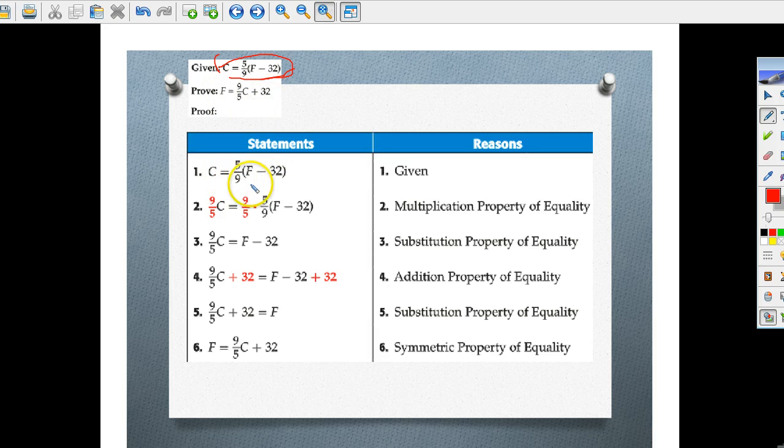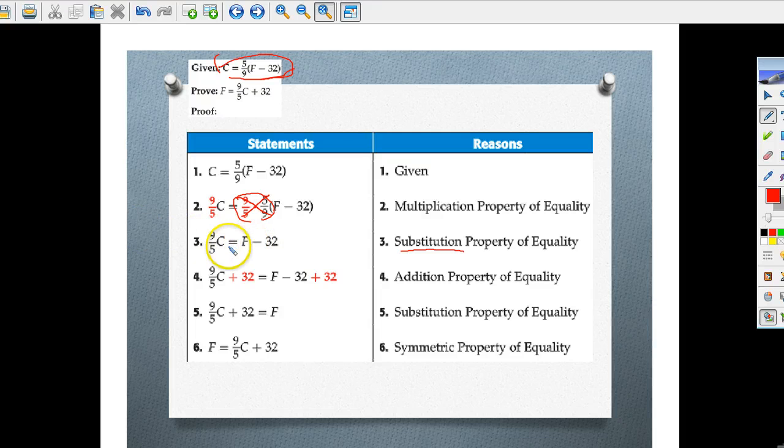Okay, so how would I solve for F? I'm going to multiply by the reciprocal, 9/5, on each side. That is called the multiplication property of equality. So you're multiplying by the reciprocal. Once you've done that, 9/5 and 5/9 cancel out, and you have F minus 32. So instead of writing all this, you simplified it. Whenever you simplify, you're going to write substitution property, okay? Because instead of this, I wrote that, so substitution.